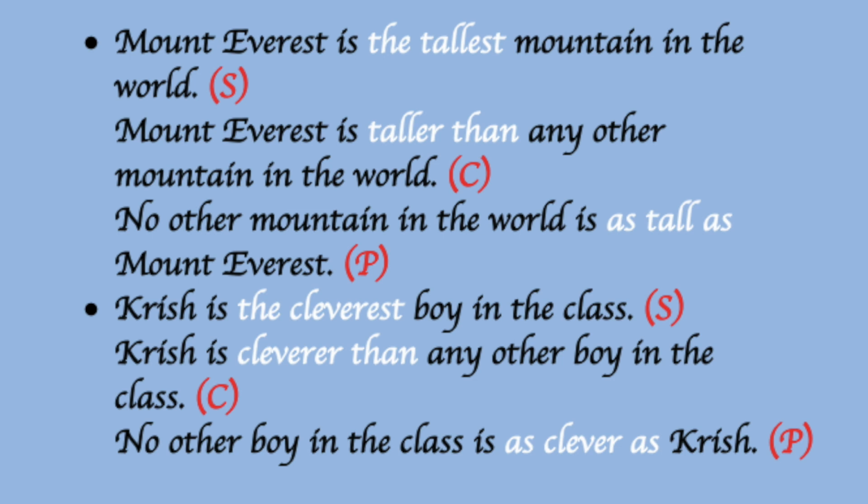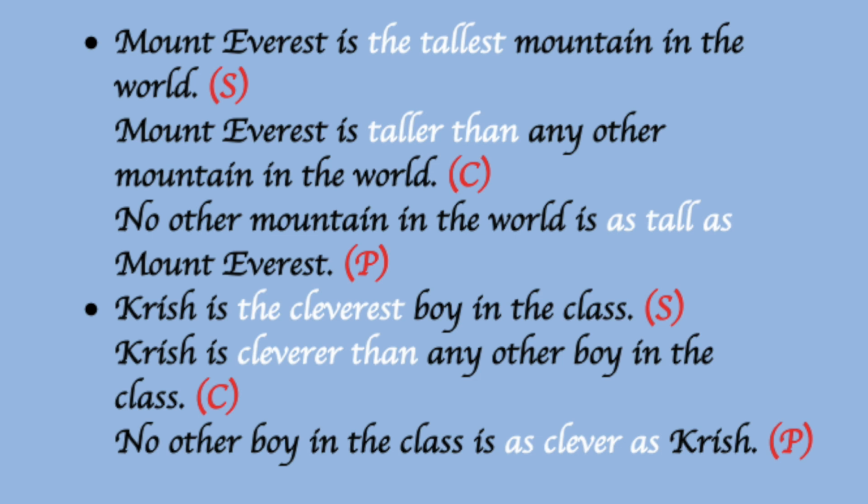See the next one. Krish is the cleverest boy in the class. Can you say the comparative and positive degree of this sentence? Pause the video if you want and try to say. Did you get it? Check your answer. Krish is cleverer than any other boy in the class. It's comparative. Then positive is no other boy in the class is as clever as Krish.